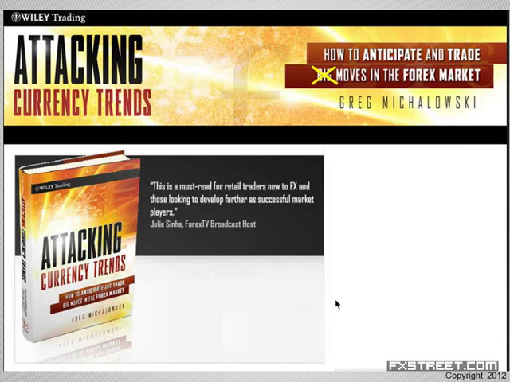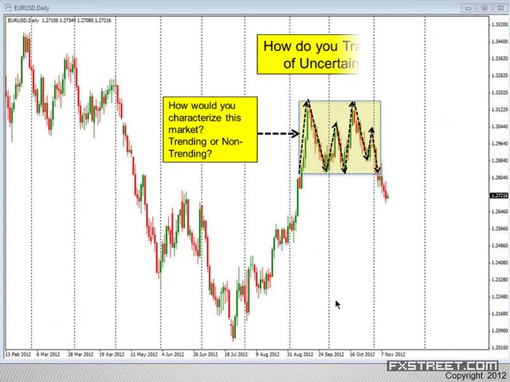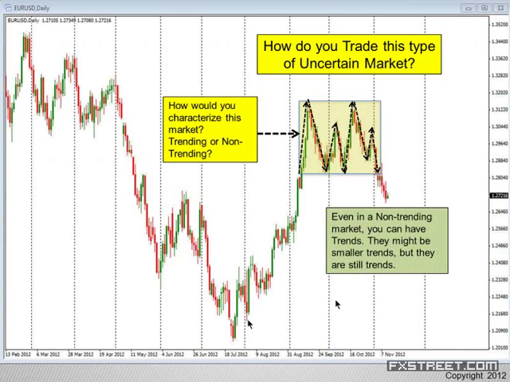Be prepared. So let's take a look at this market that we've seen of late. In this box right here, how would you characterize this market? Is this market trending, or is this market non-trending? Most people that I would speak to, looking at this, would say that this market is non-trending. The market doesn't have a discernible trend. So how do you trade this type of market in a certain environment? Well, the first thing that you should recognize is that even in a non-trending market, you can still have trends. They might be smaller trends, but they are still trends. This is a trend to the upside, there's a trend to the downside, trend to the upside, downside, trend to the upside, downside, trend to the upside, trend to the downside.